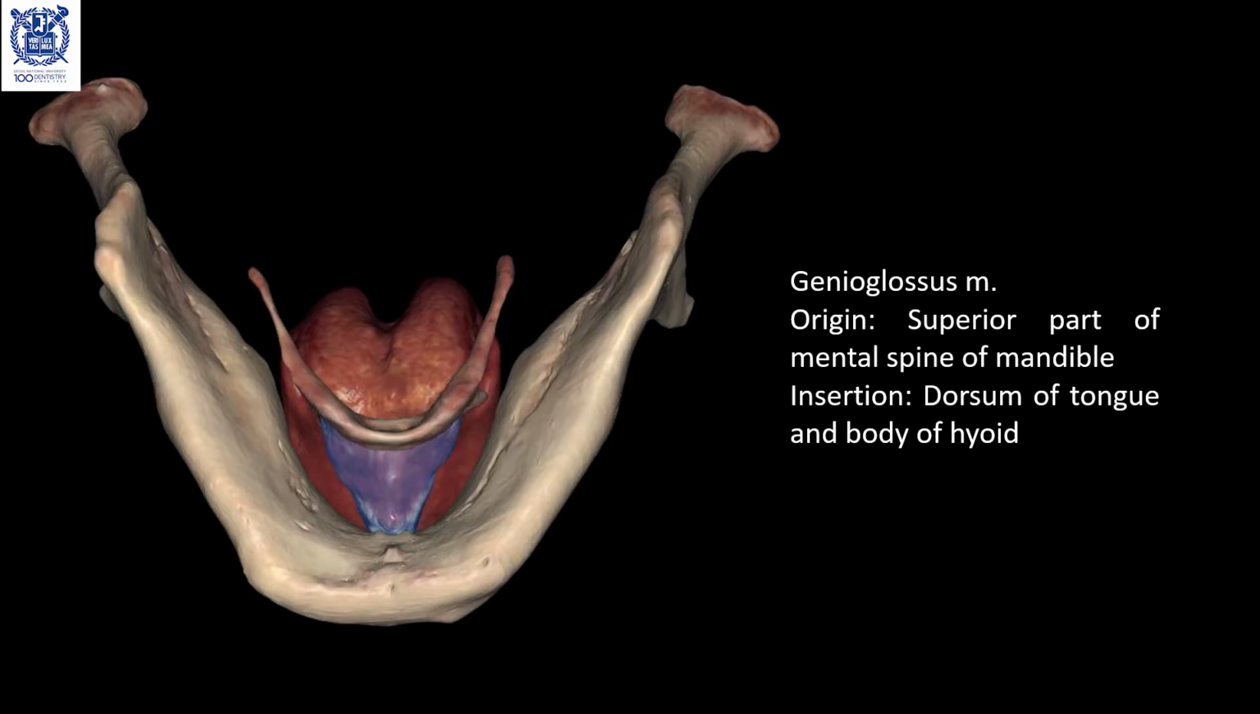Genioglossus is a fan-shaped extrinsic tongue muscle that forms the majority of the body of the tongue. It arises from the mental spine of the mandible, and its insertions are the hyoid bone and the bottom of the tongue. The genioglossus is innervated by the hypoglossal nerve, as are all muscles of the tongue except the palatoglossus. Blood is supplied by the sublingual branch of the lingual artery, a branch of the external carotid artery.